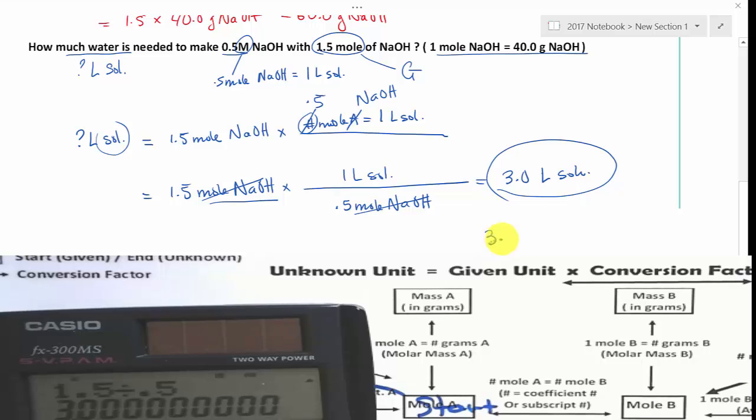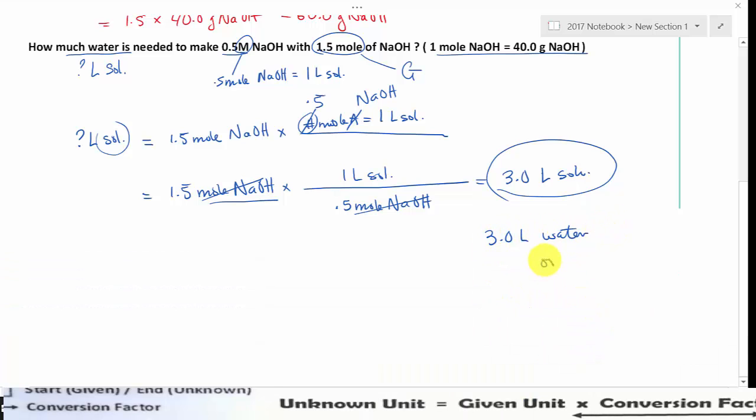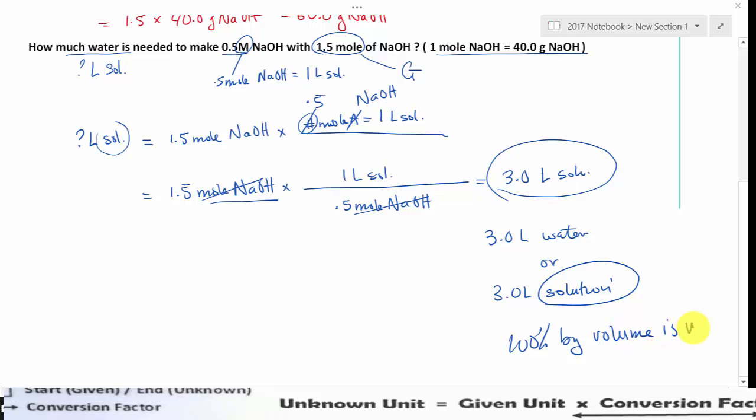So this is 3.0 liters of water, or 3.0 liters of solution. And 100% of the solution by volume is water, or H2O. Because 1.5 moles in terms of volume is extremely small compared to 3.0 liters of volume of water.